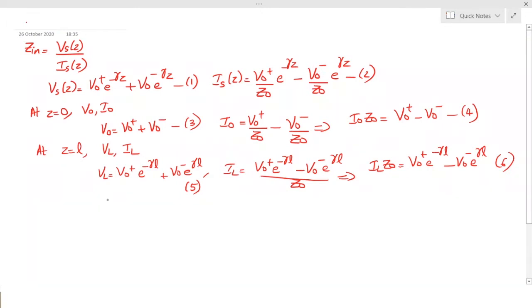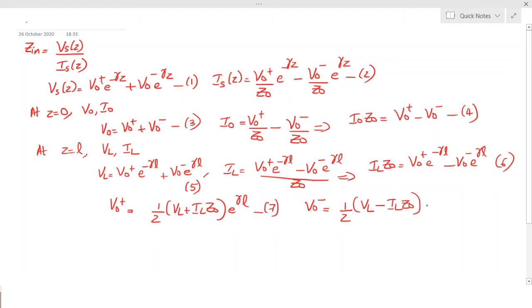From these two we will get, you can add 5 and 6. On adding 5 and 6 you will be getting V0 plus is equal to half into (VL plus IL Z naught) into e raised to gamma L. Let this be equation 7. Similarly, you will be getting V0 minus as half into (VL minus IL Z naught) into e raised to minus gamma L. Let this be equation 8.